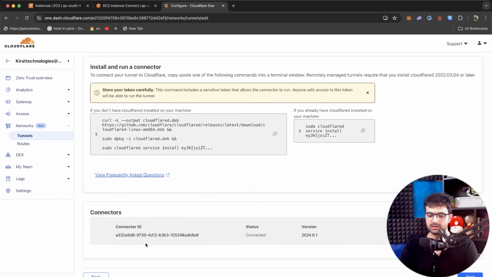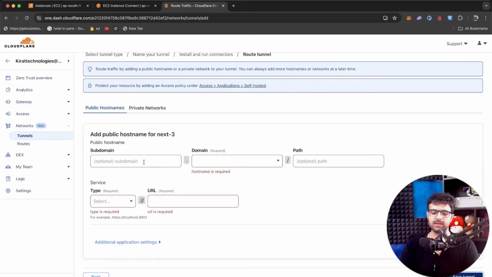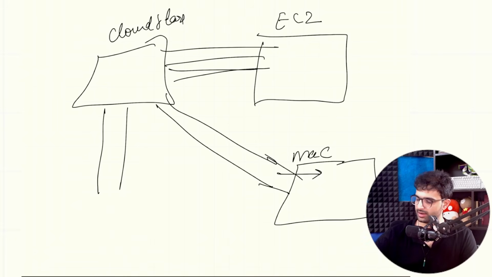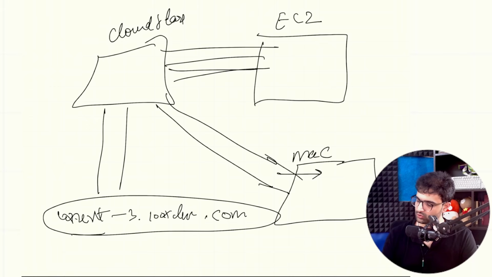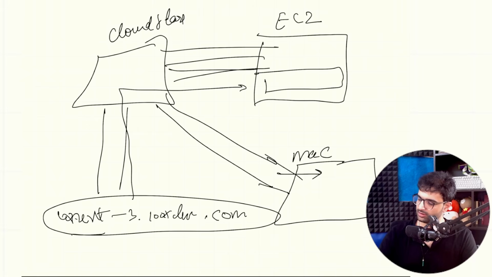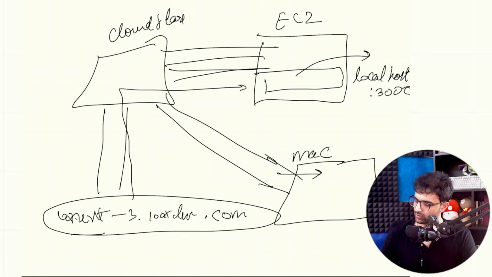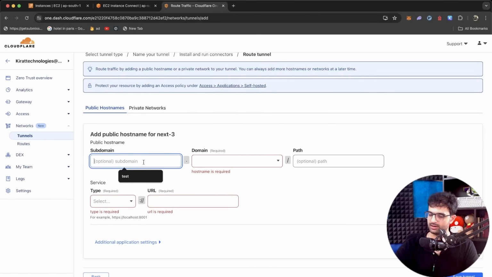If I go here, you can see it has a connector connected. If I click on next, it asks me what URL, I repeat, what URL, for example, next-3.100xdevs.com, what URL should point to what process over here. What is the process running here? It's running on localhost:3000. And hence, what do I want? This is my base URL. This is the process URL. The base URL is next-3 dot.